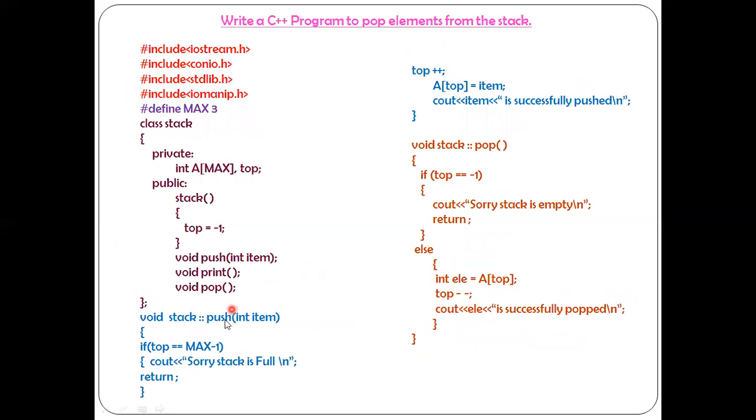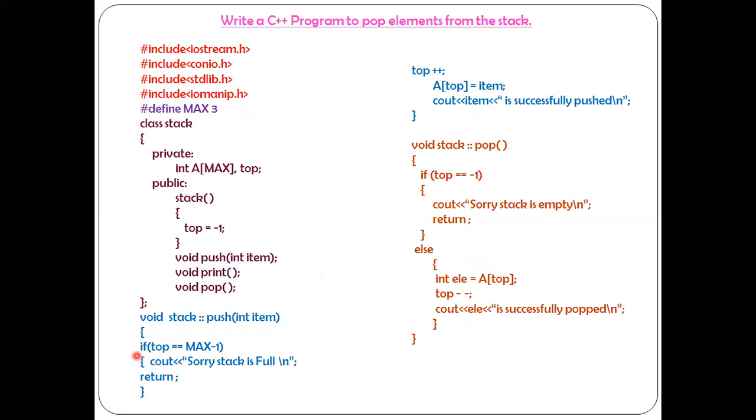So the member function is here. Push member function is here. Have a look at this line. Void is the return type specifier. Stack is the name of the class. And these two colons are called the scope resolution operator. Push int item. What value has been passed from the main function to this member function? 10. The 10 will be copied to item.